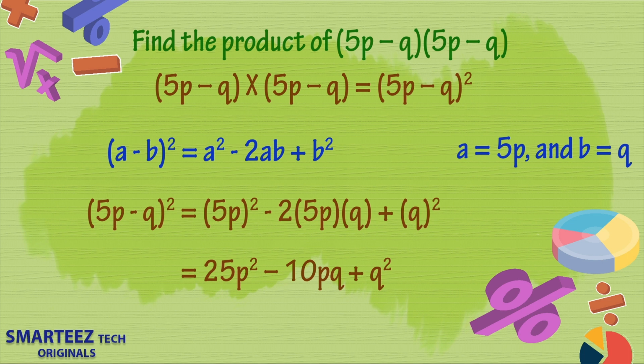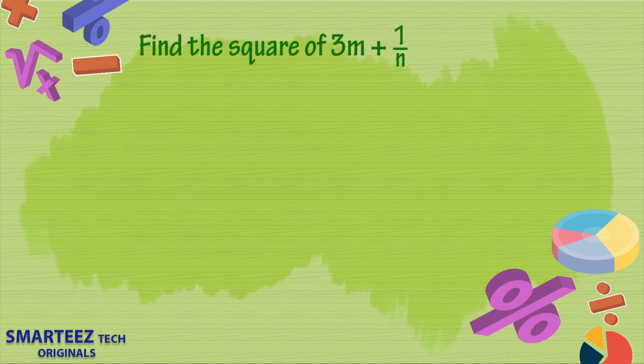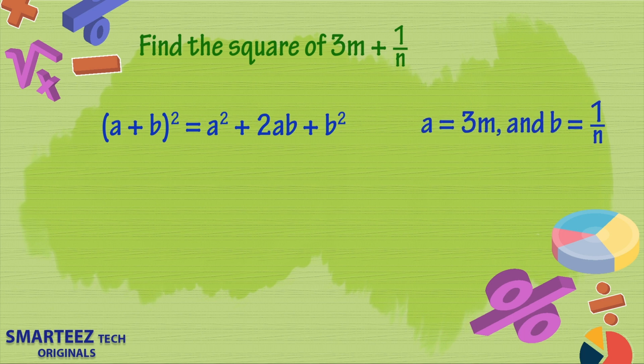Let's do some examples with fractions. Find the square of 3m plus 1 over n. Solution. In this case, we use the formula (a plus b) the whole square equals a square plus 2ab plus b square. Here, a equals 3m and b equals 1 over n.